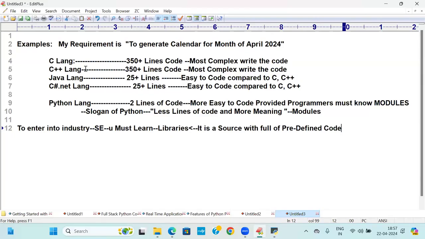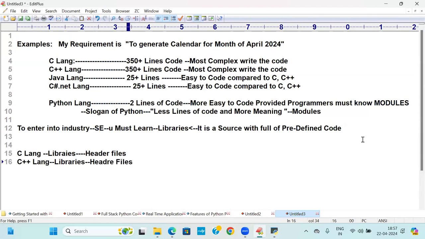Who is the language developer of C language? Dennis Ritchie. He kept the libraries in the form of what? Header files. C language libraries are called what, students? Header files. C++ language libraries are also called what you know? Header files. Some people also call them namespaces, but people can also call them header files.